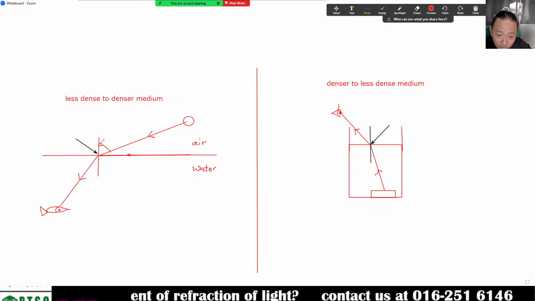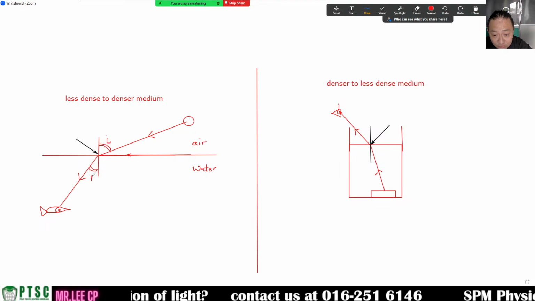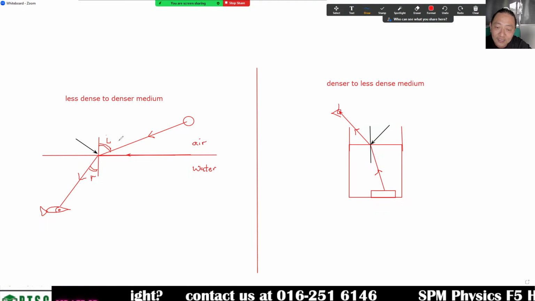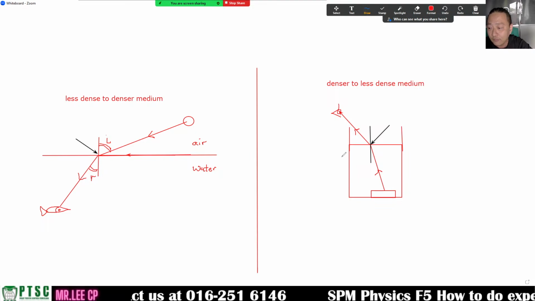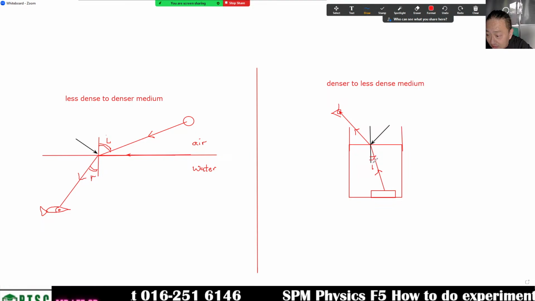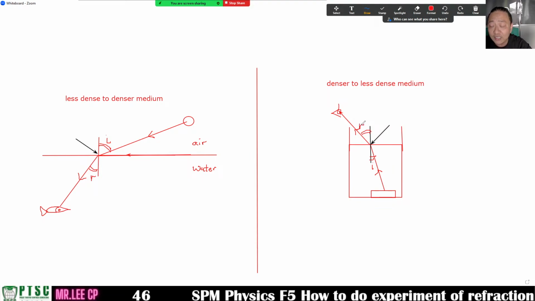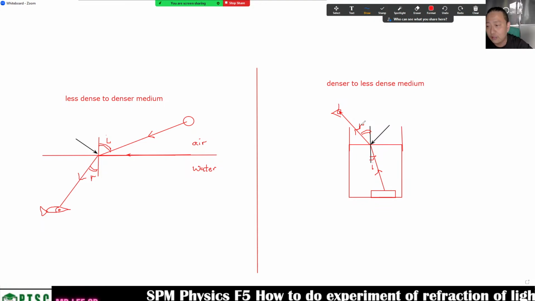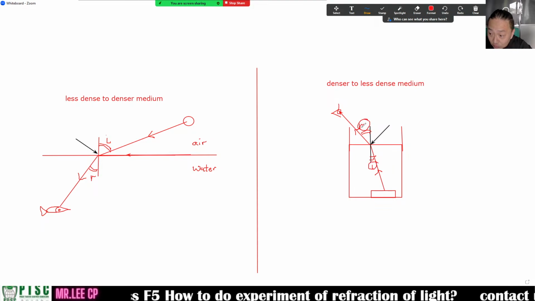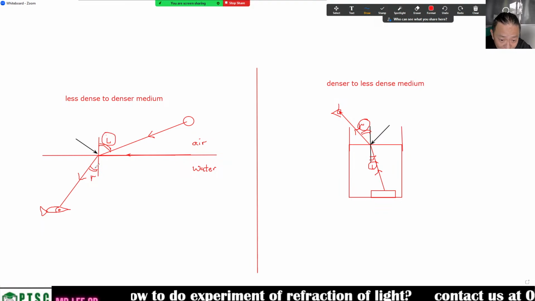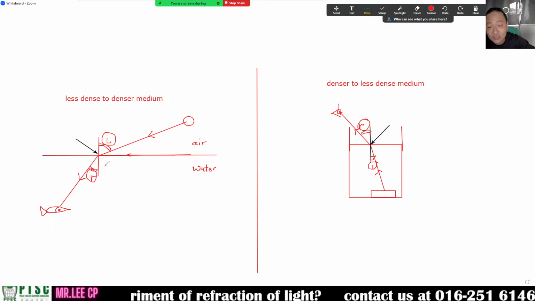So this one normally we name the incident angle. This one is called the reflected angle, or angle of incidence also can. Angle of refraction also can. But during the calculation of n, refractive index, we always use the bigger over the smaller one. Sine this one over sine this one during the calculation of refractive index. Not the experiment, the calculation of refractive index.